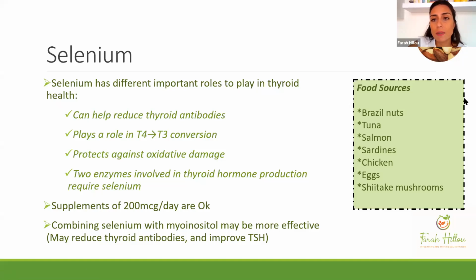Other sources are seafood, of course, like sardines, salmon, chicken, eggs, and certain mushrooms. Now, it's believed that if you are consuming selenium supplements and you take myo-inositol in addition to the selenium supplement, this could make it more effective and it could further reduce thyroid antibodies.